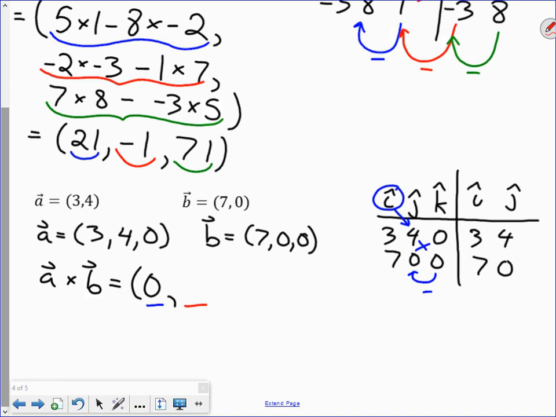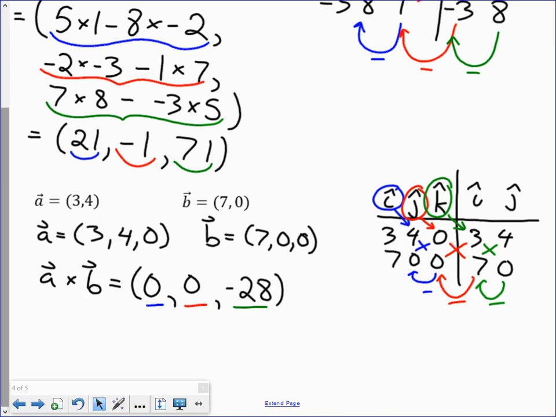Our y component is going to be, go down on the angle, 0 times 7 is 0. So 0 minus 0 times 3 is 0. 0 minus 0 is 0 again. Our k component, going down on the angle, 3 times 0 is 0. We're going to subtract 4 times 7. 4 times 7 is 28. So 0 minus 28 is going to be negative 28.